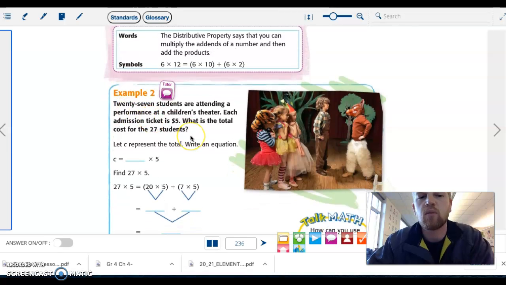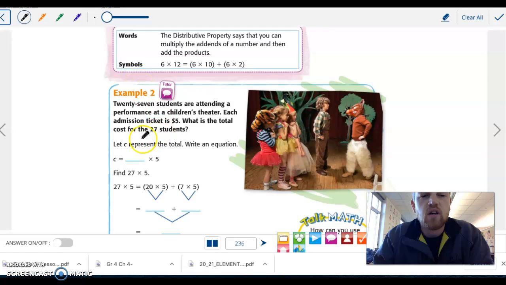So let's take a look at number 2 now. It says 27 students are attending a performance at a children's theater. Each admission ticket is $5. What is the total cost of the 27 students? Okay, so first, it sets up a nice equation for me. I need to figure out the cost. I want to know what these tickets are going to cost. So the first thing I need to do is let C represent my cost.